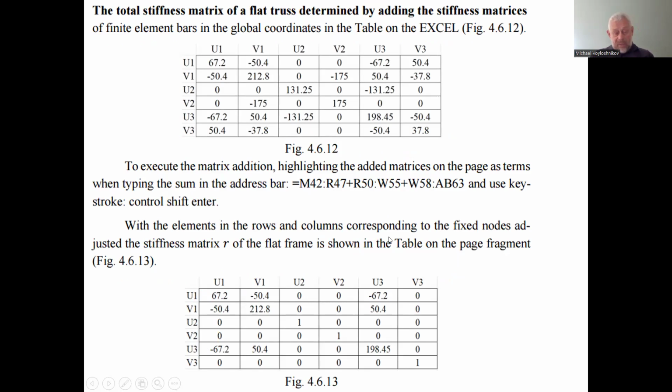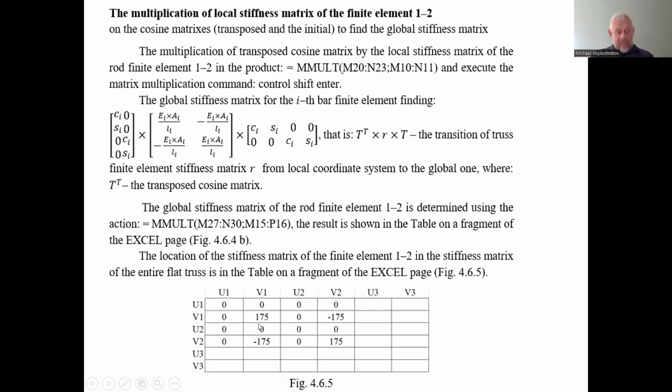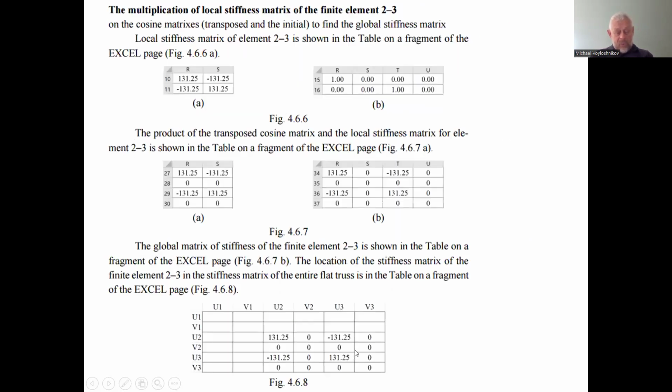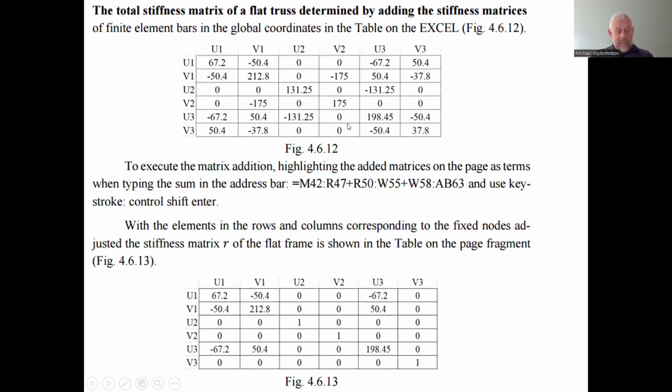The 3 matrices of the templates with the installed stiffness matrices of each finite element in the global coordinate system in definite places in the template. We have the total of these 3 partially filled templates. And this is the stiffness matrix of the mechanical system in the global coordinate system.